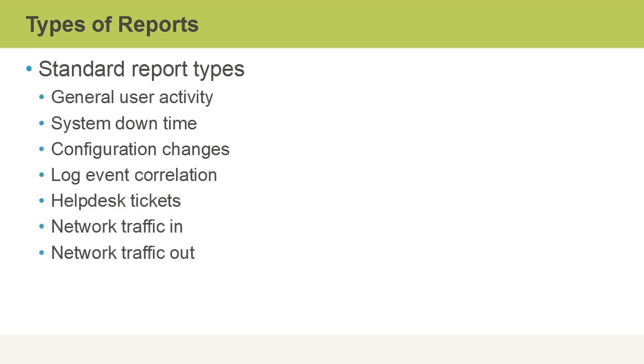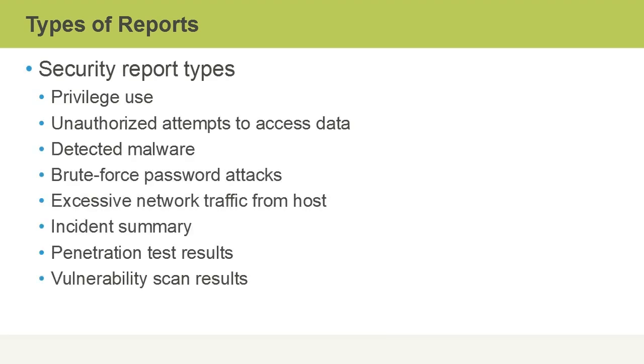Standard report types include things such as general user activity, either on a single host or over the network, system downtime, configuration changes, log event correlation to tie events together, help desk tickets, network traffic in and out, and this is just a tiny sampling of standard report types. Security report types would include things such as privileged use. So when users are executing their right, for example, to reboot a server, we might want to track that and run reports against that.